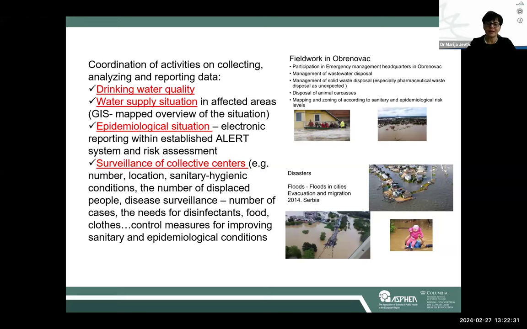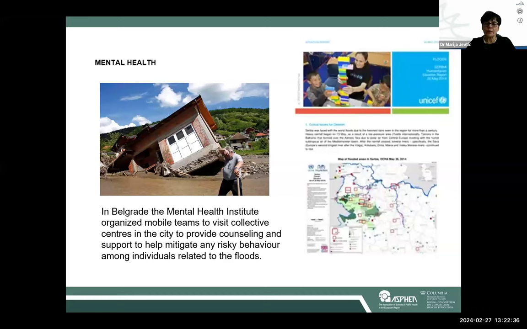When we talk about consequences, we should mention mental health. It is too soon to assess the impact on mental health, but an increase in stress-related behaviors such as smoking, alcohol drinking, and maybe domestic violence is highly expected. In Belgrade, the Mental Health Institute organized mobile teams to visit collective centers in the city to provide counseling and support, to help mitigate risky behavior among individuals, but also to give support to people with anxiety, hopelessness, depression, etc.